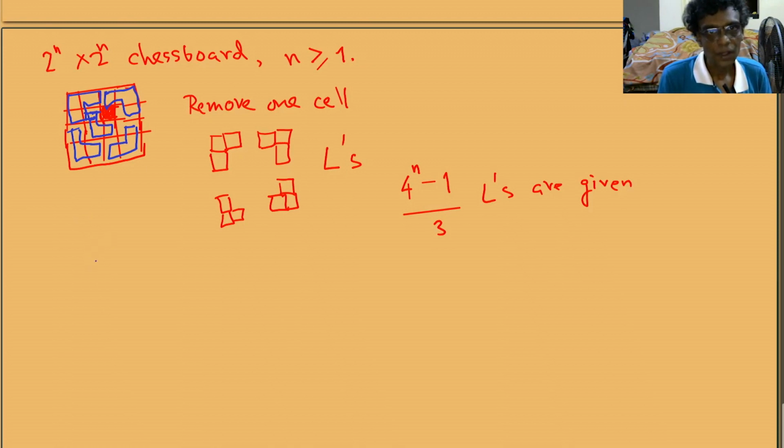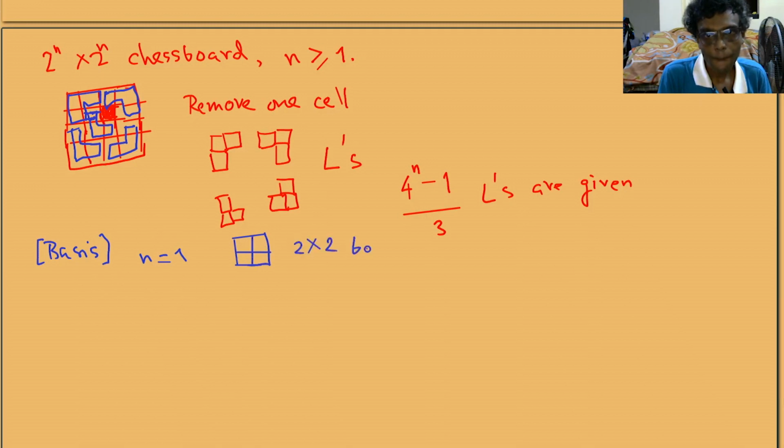Okay. So this again can be proved by induction. Basis: n equal to 1. So we have a 2 by 2 board. Now if you remove anything like this cell, you have this L. If you remove this cell, you have this L. If you remove this cell, you have this L. Finally, if you remove this cell, you have this L. So it's a trivial thing.